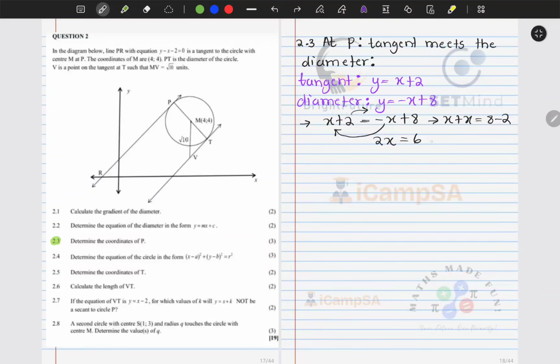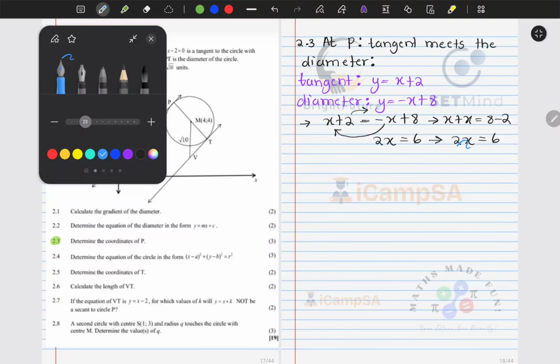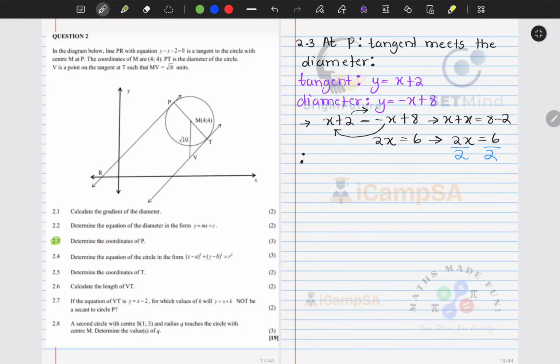And we can now do our division by 2 on both sides. Just quickly do that division. Divide by 2, divide by 2. And you will see that the x value that we end up finding is 3. Okay, and now that you have your x value as 3, you can go ahead and use one of these equations to find the y value.